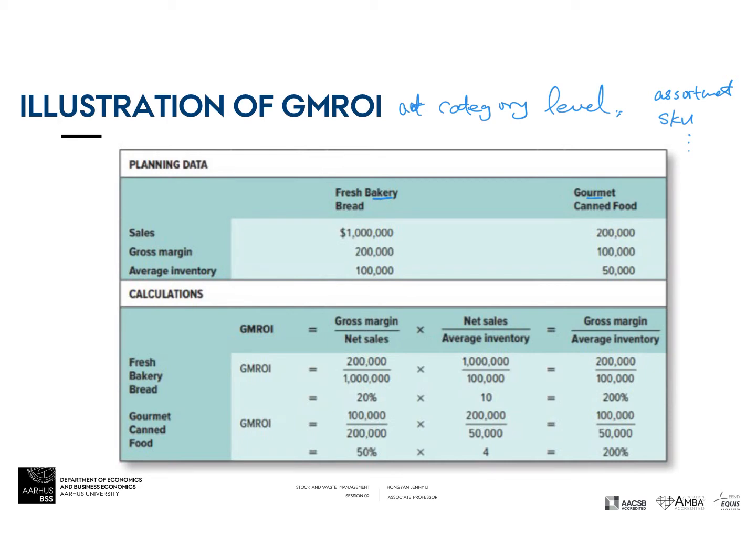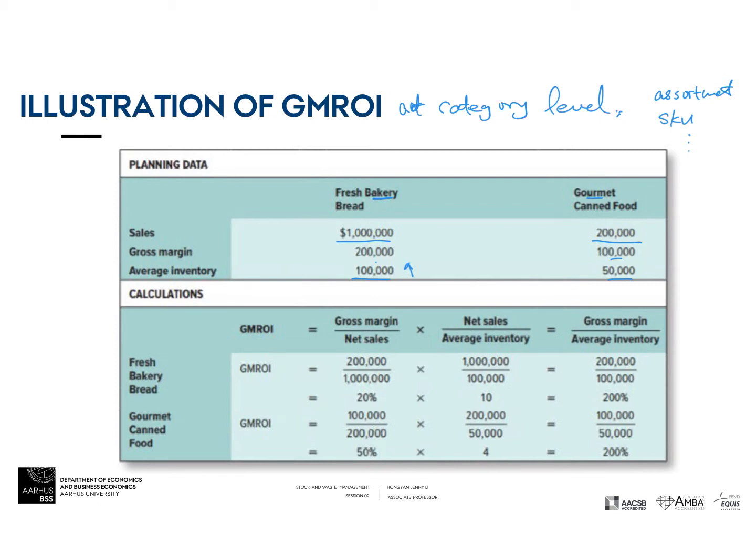So here we can see, given the sales for the fresh bakery bread is 1 million, and for gourmet it is 200,000, and the gross margin for the fresh bakery is 200,000, and for gourmet is 100,000. And the average inventory is also given. So if you know this is at cost, so 100,000 and 50,000. Obviously, you can see the fresh bakery has a higher inventory cost, and the gourmet has a lower inventory cost.